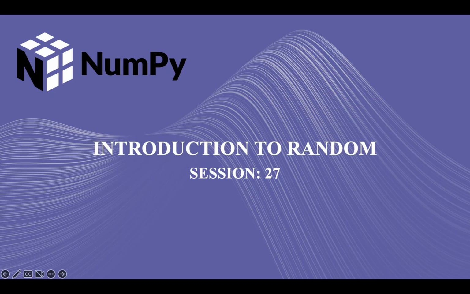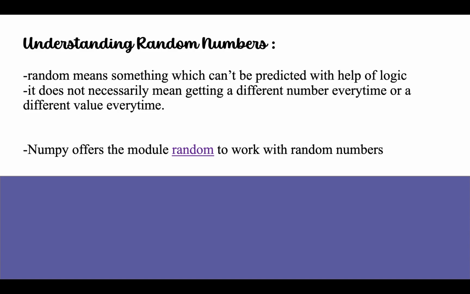In our previous lecture, we studied how to create an array of all zeros and ones, identity matrices, and today we are going to get acquainted with the random module in NumPy and its related methods. So let's get started. First of all, what are random numbers? Random means something which can't be predicted with the help of logic. It does not necessarily mean getting a different number or a different value every time. NumPy offers the module random to work with random numbers.